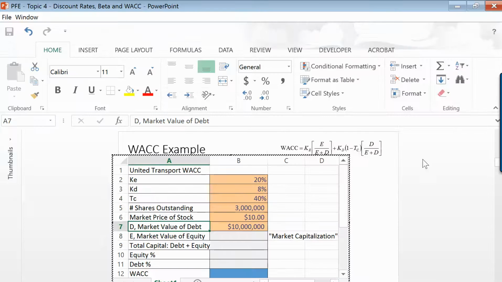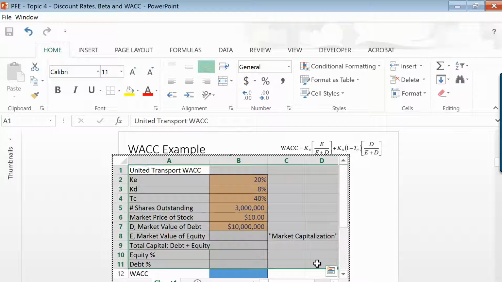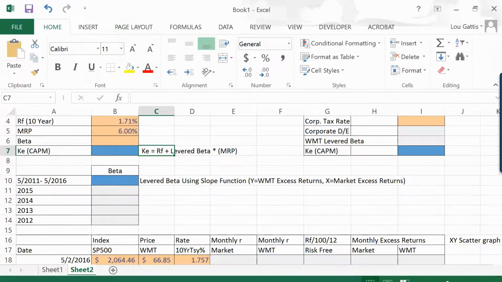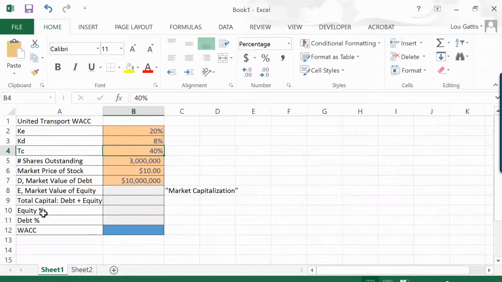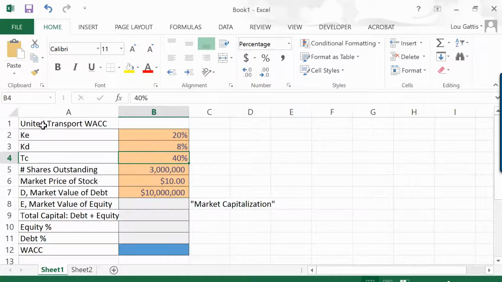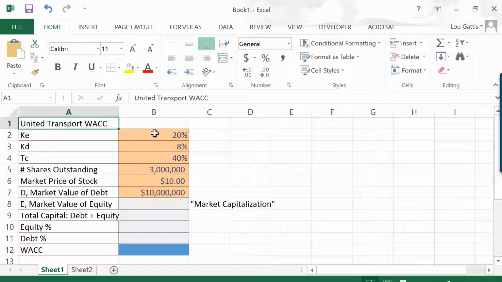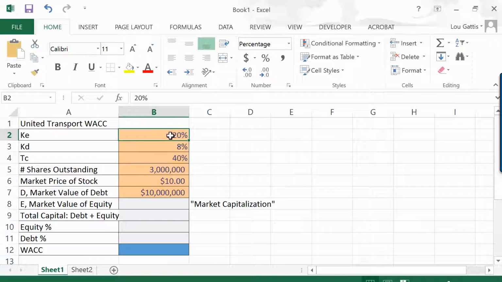So let's look at this simple example from the textbook. We'll copy this and we'll put it into Excel. And we have for United Transport, and we're going to calculate the WACC. So you've determined that your equity holders demand a 20% return for the risk in the firm, and bondholders require an 8% return. The corporate tax rate is 40%. There's 3 million shares outstanding. The market price of the stock is $10, and there's $10 million of debt.